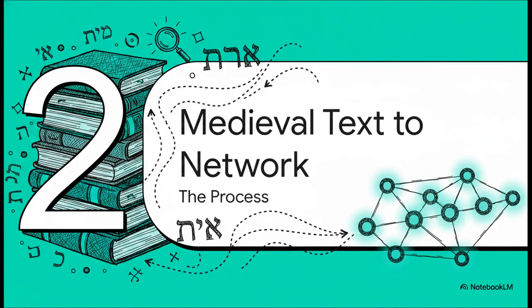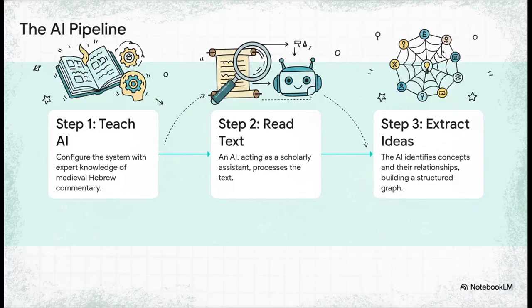Okay, so how do you actually get from a dusty medieval manuscript to a dynamic digital network? It turns out the process is this really cool blend of deep scholarship and cutting-edge technology. Now, it's really important to get what the AI is doing here. It's not a writer. It's not trying to summarize anything. Think of it more like a super specialized research assistant.